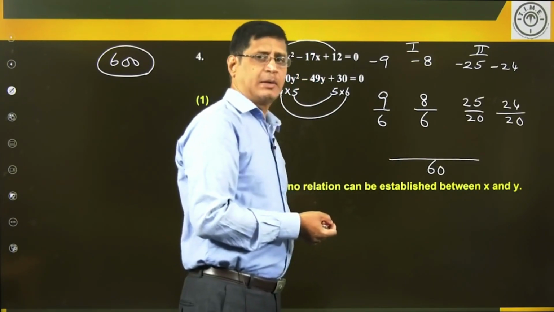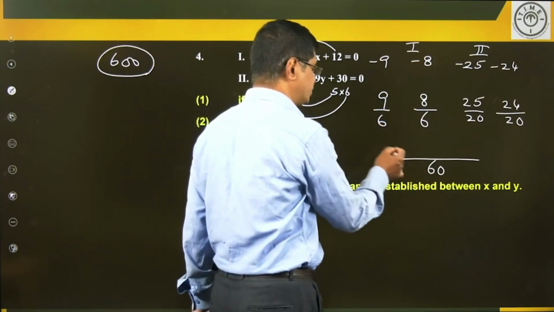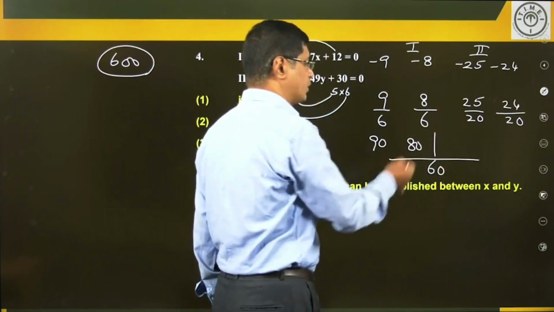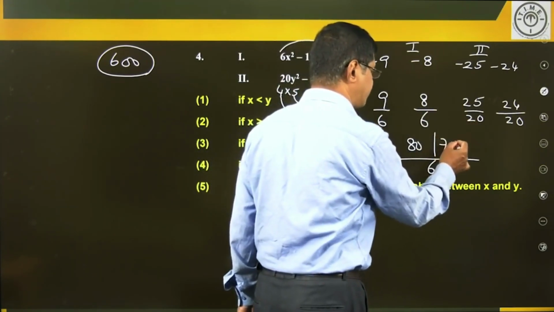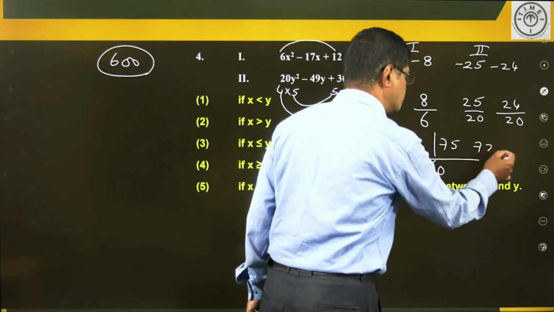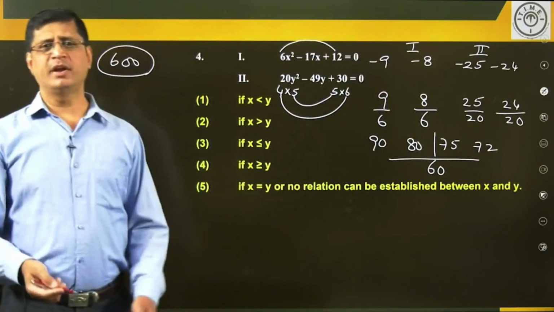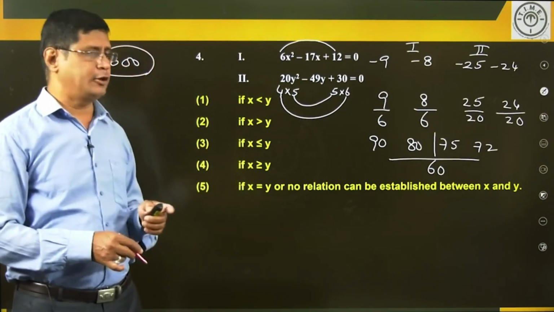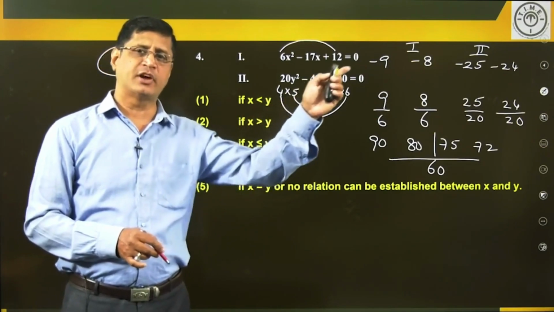Now, 60 is the common multiple here. 6 goes 10 times, so 90 and 80. What about the other side? 3 times means 75 and 72. Now, the denominators are the same, just observe the numerators. So 90 and 80, both the numbers are greater than 75 and 72.